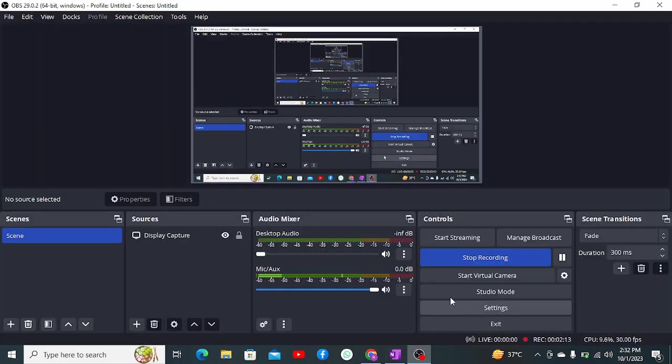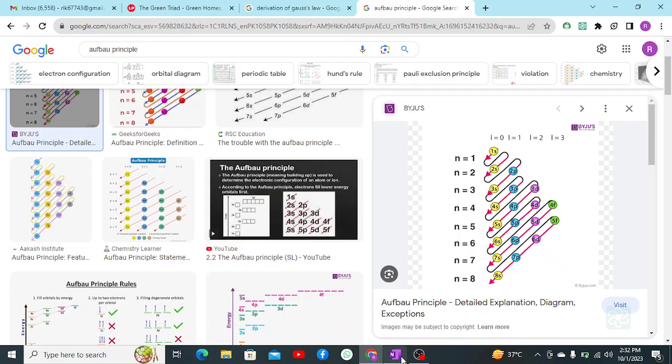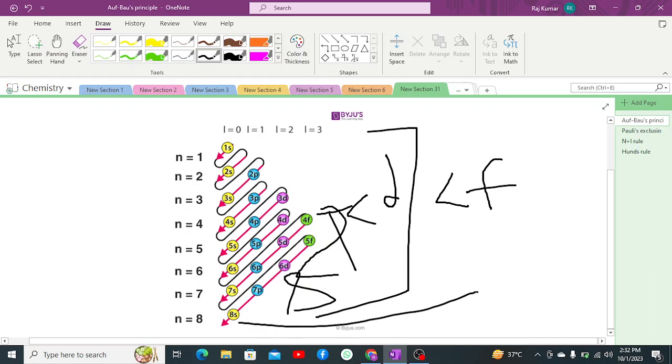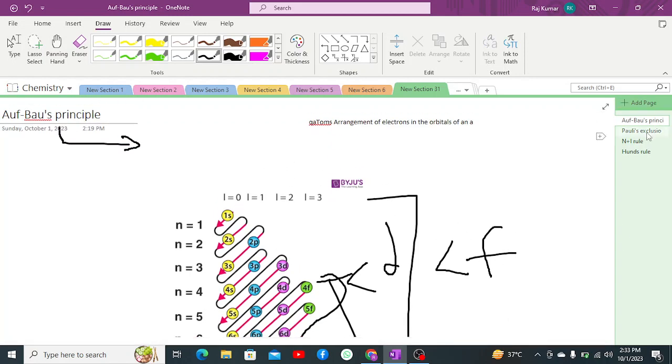So in this case we can arrange it in such a manner that 1s has the lowest energy, then 2s has higher energy than 1s, and 2p higher energy, then 3s, 3p, 4s, and so on. We have 20 different orbitals with relative subsequent amounts of energy in which the electrons are supposed to be filled. 1s, 2s, 2p, 3s, and so on till 8s, having the highest amount of energy, will have the electrons filled inside them. So this is what is said by Aufbau's principle.